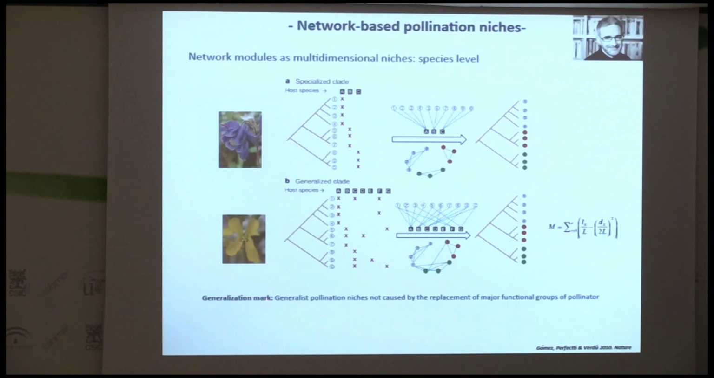Then the first generalization, which is very important and that I have learned during my time working with generalist systems, is that generalist pollination niches are not caused by the exact, sharp replacement of major functional groups. There are some functional groups belonging to one niche that also visit the species of the other niche. The separation between different generalist niches is a quantitative question. It's not something sharp like in specialist systems. This is the first generalization.